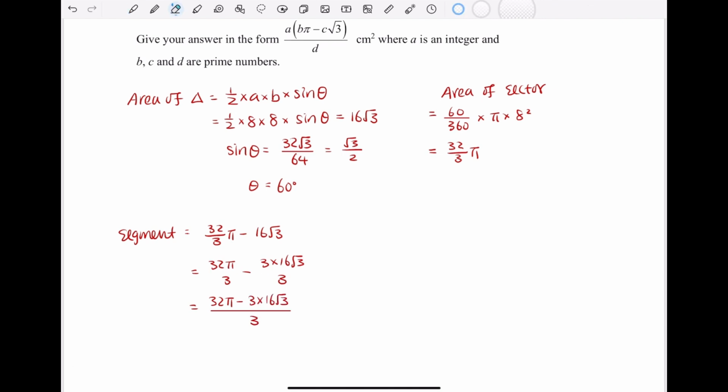So as we can see, we can take a factor of 16 out of the bracket. We have 16 over 3 times (2 pi subtract 3 root 3). A is an integer, B, C, D are primes, as required.